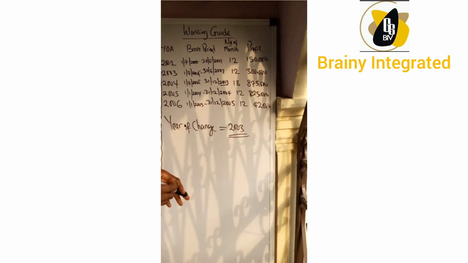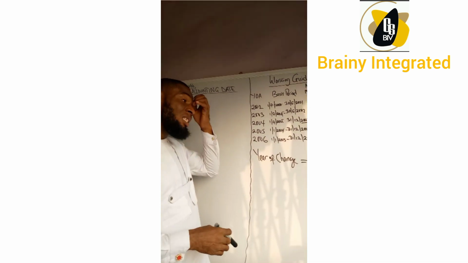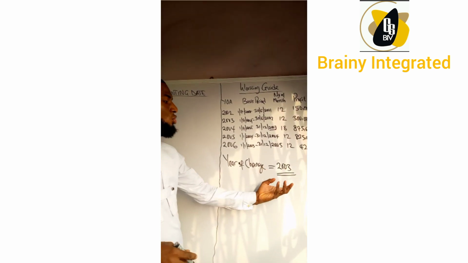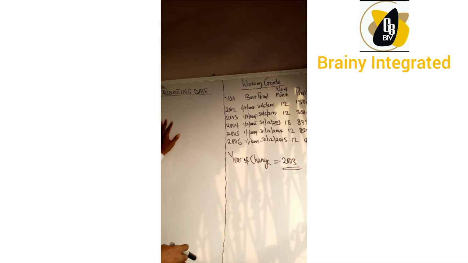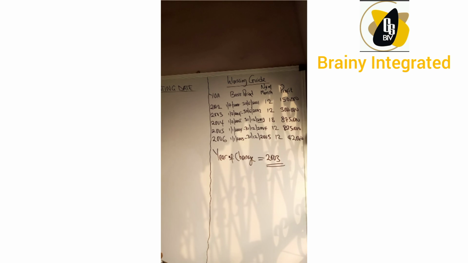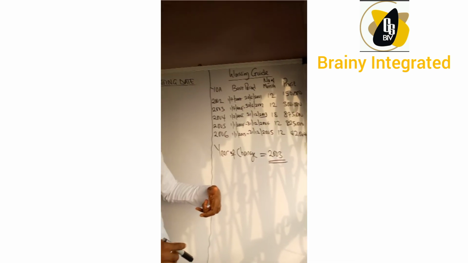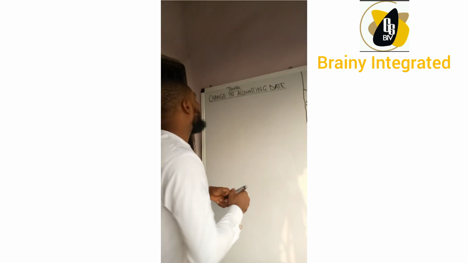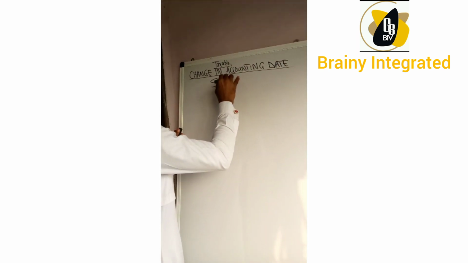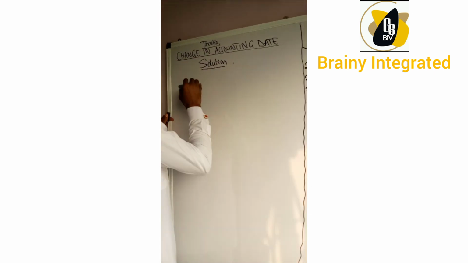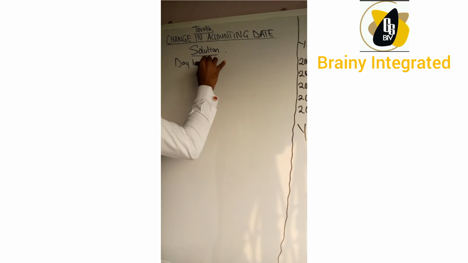Alright, so now that we have gotten the year of change, the next thing to do is we are going to use this year of change to compute the assessable profits. We are going to compute it for the old year end and the new year end. So let us go and compute. So the question now is solution. The name of the company is Day by Day.